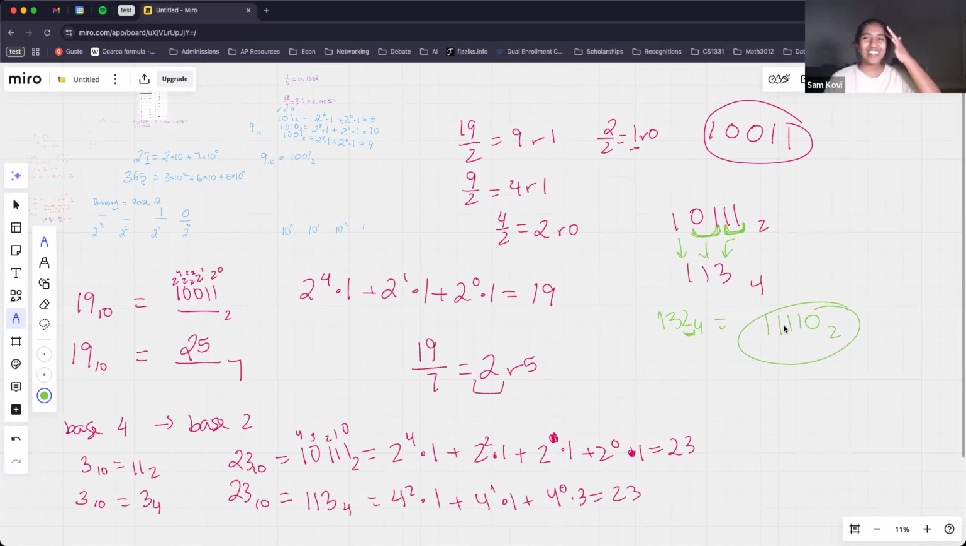Isn't that so neat how we're able to convert so easily? I never had to find out what this is in base 10. I wanted to, if I could. But to convert from base 4 to base 2, very easy. In the same way, I can convert from base 2 to base 8. I can convert from base 5 to base 25 if I really wanted to. So you can convert very easily between bases that are powers of each other.